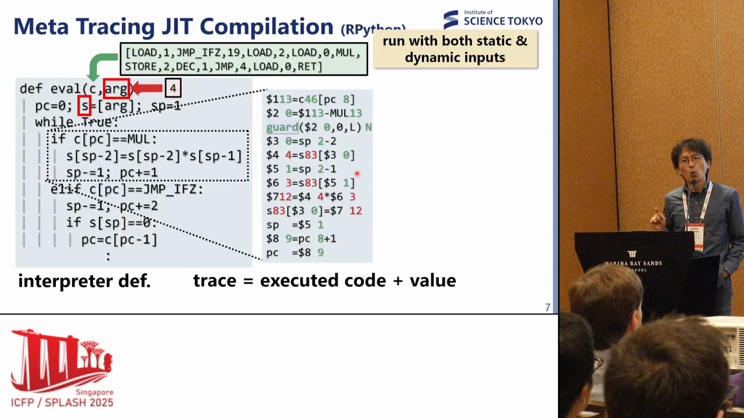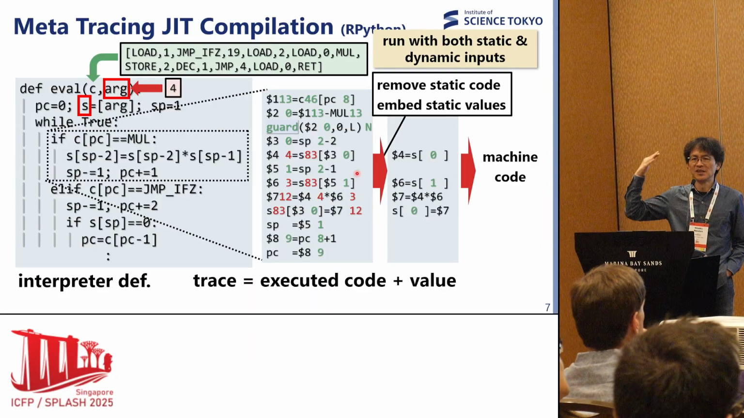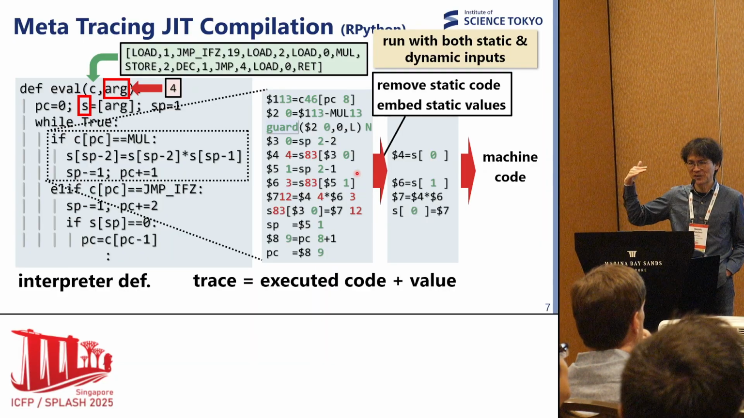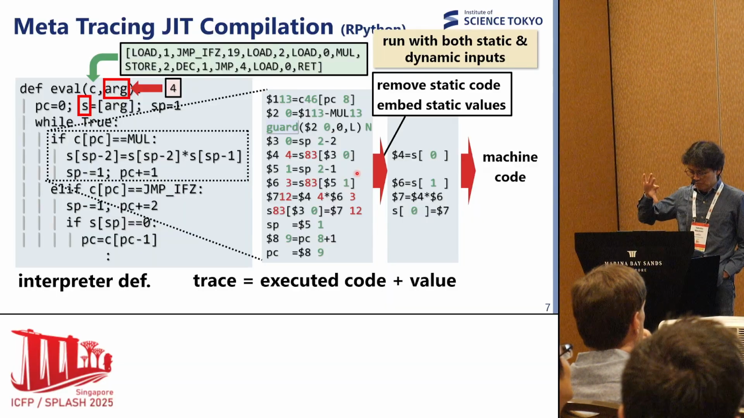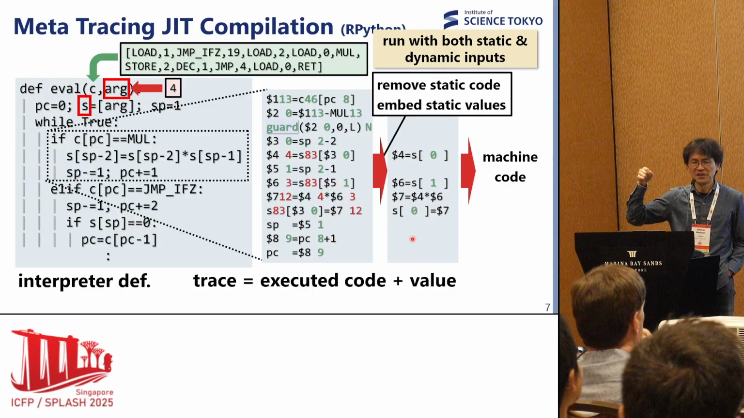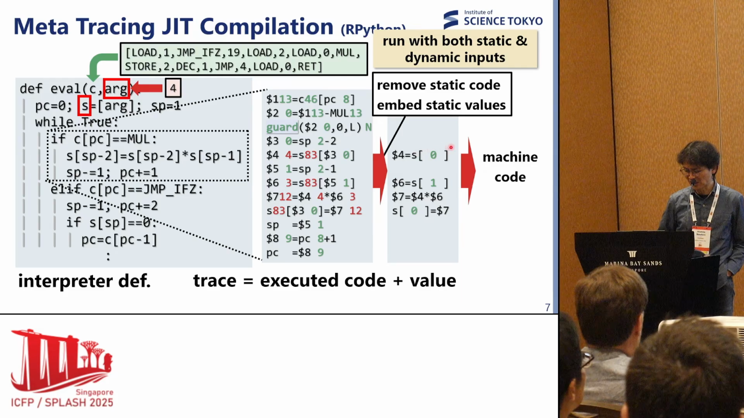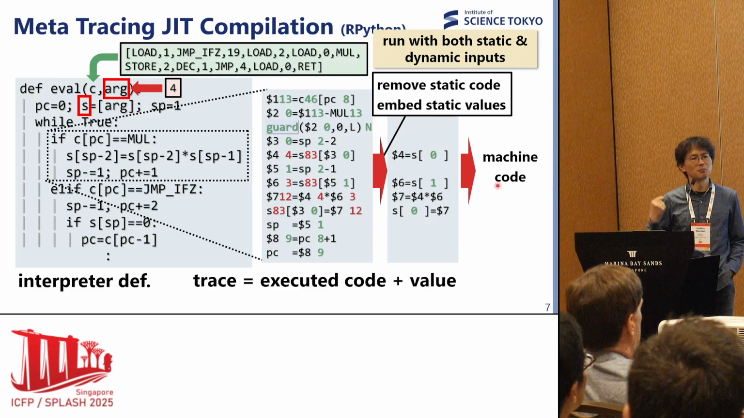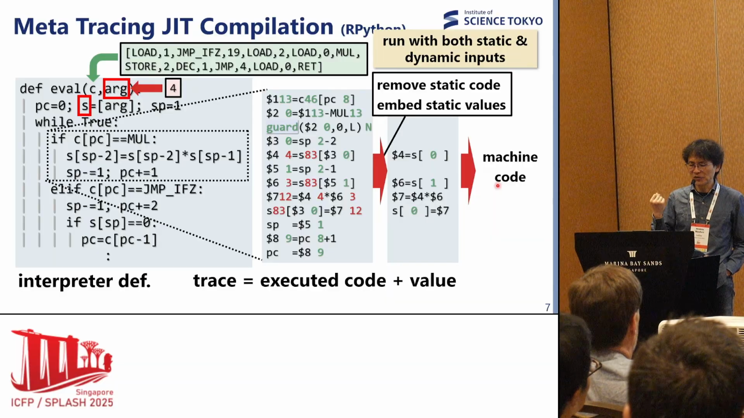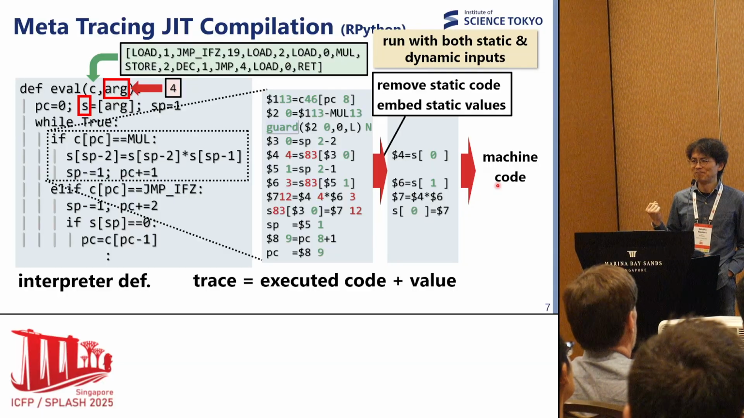Then the next thing to do is to remove static code, which means the instructions that depend only on green values. We will only see those 4 instructions, and then embed the static values into the instructions, and compile those intermediate code into native code. That is the basic idea of RPython's meta-tracing JIT compilation. Is this clear to you? Okay.